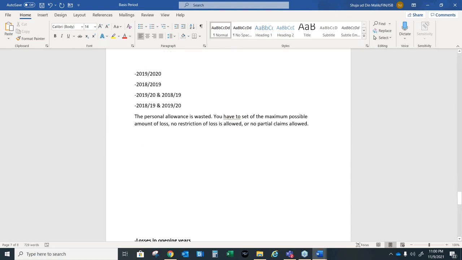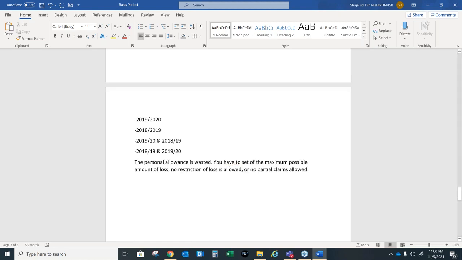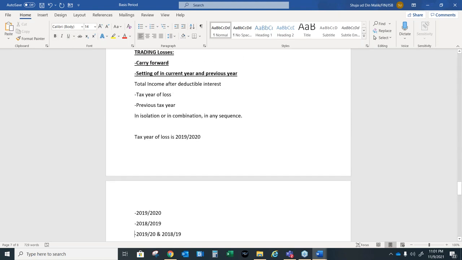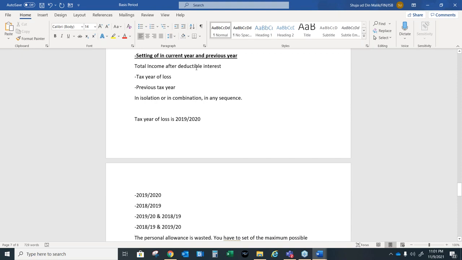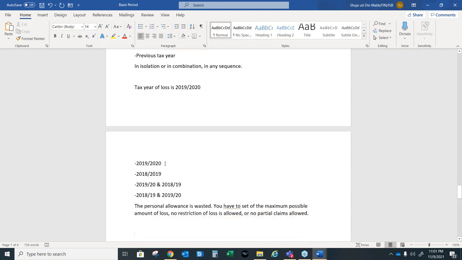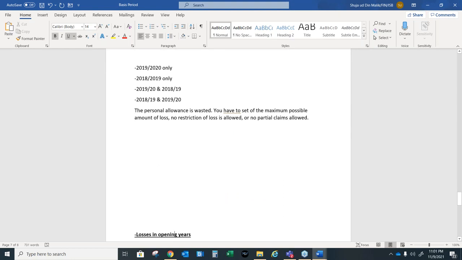are they not the same periods? No, they're not the same periods. See, Ravi, the tax year of loss is 2019/2020. So under this heading, under this treatment of loss, you have four options that you can use your loss against: the total income for 2019 only, 2019/2020 only, 2018/2019 only. There are different tax years. There are different sequences involved. I will be explaining how they are different.